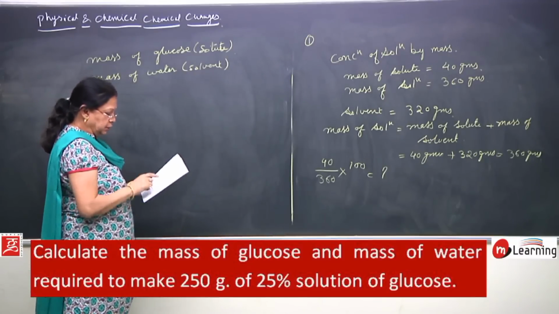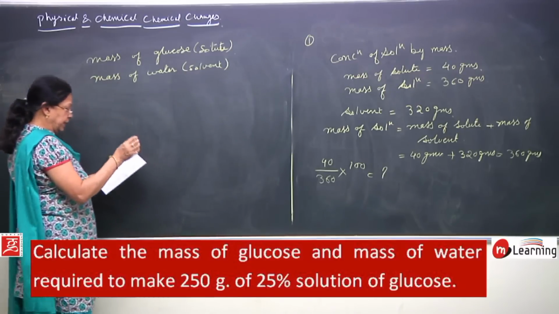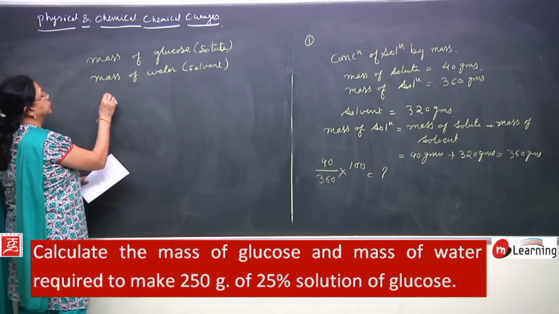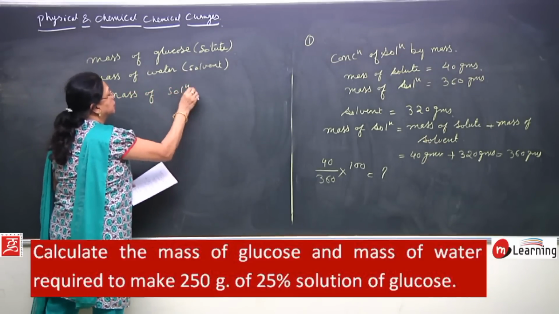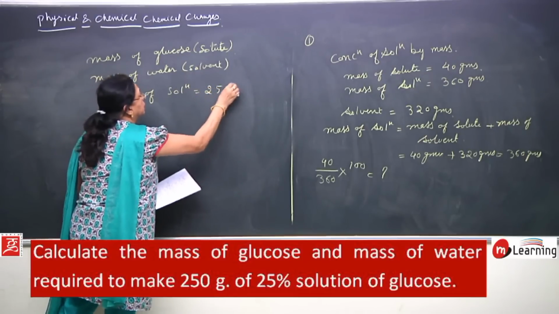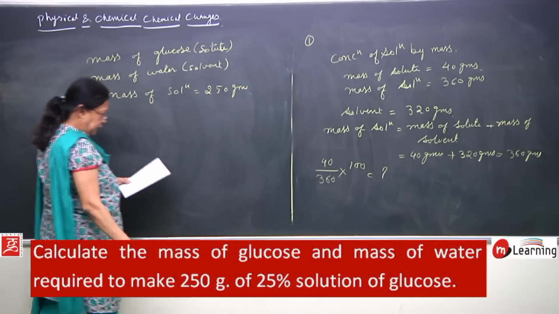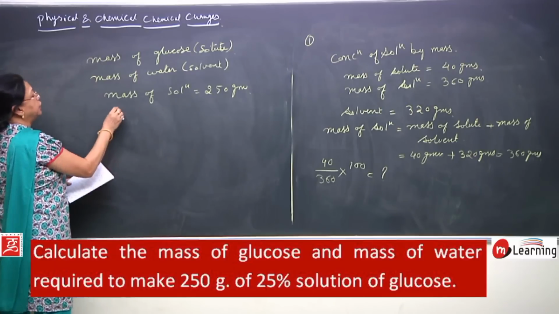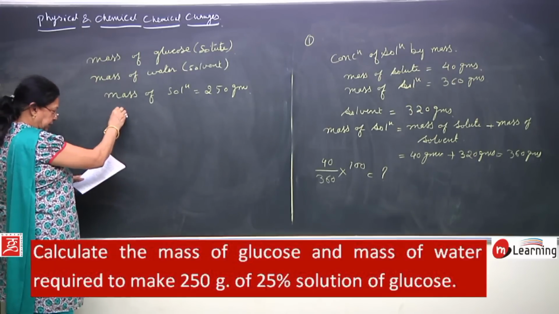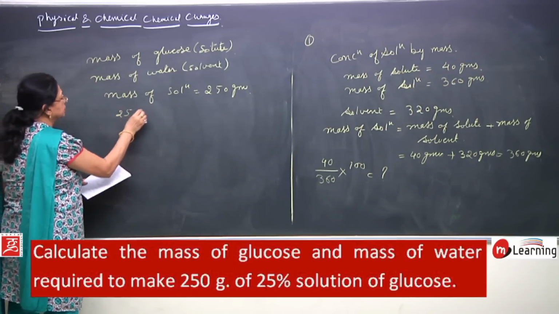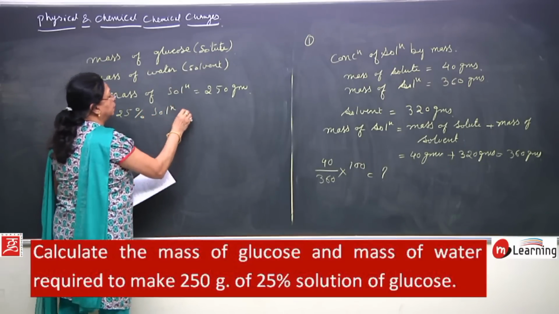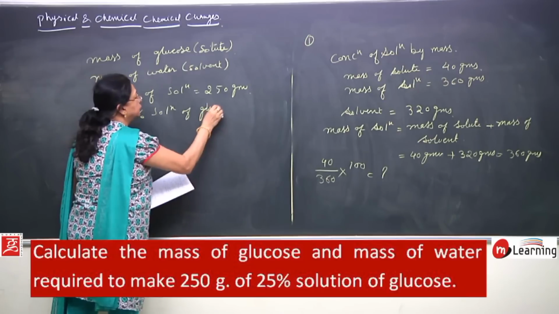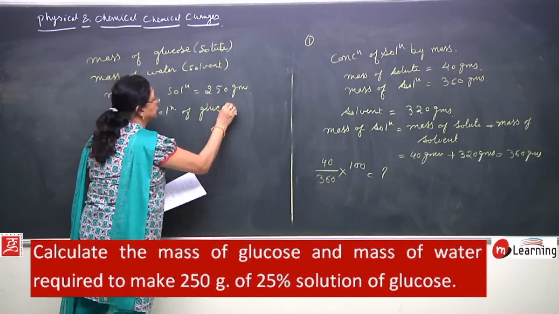And what is given here? You have to calculate mass of glucose and mass of water required to make 250 grams of solution. Mass of solution is given. And percentage, concentration percentage is also given, that is 25% of solution of glucose. So, two things are given, you have to find out two more things.